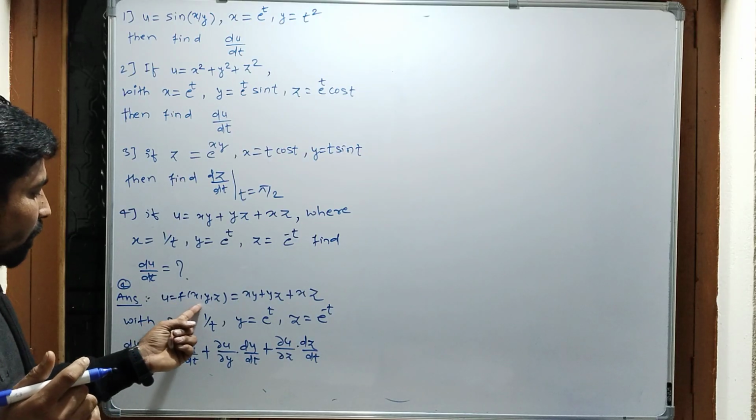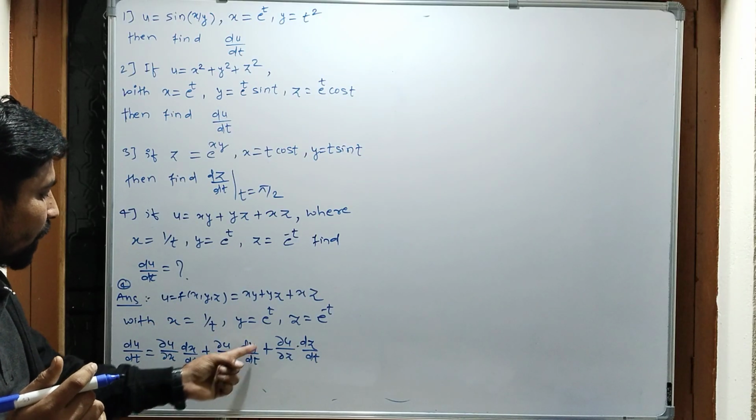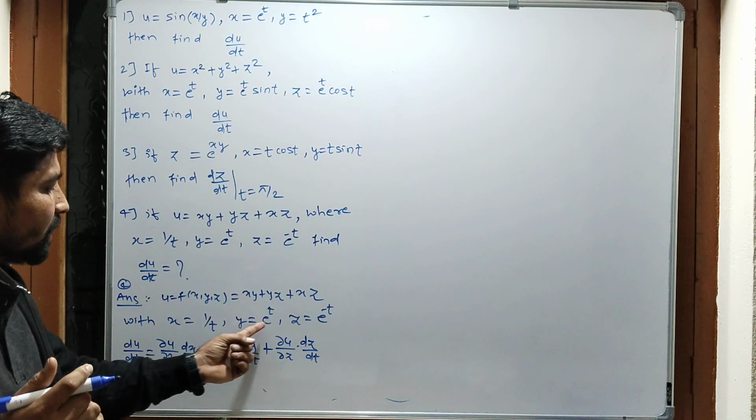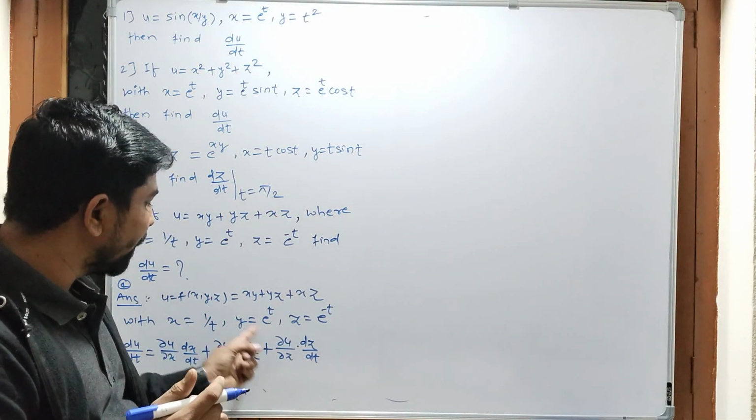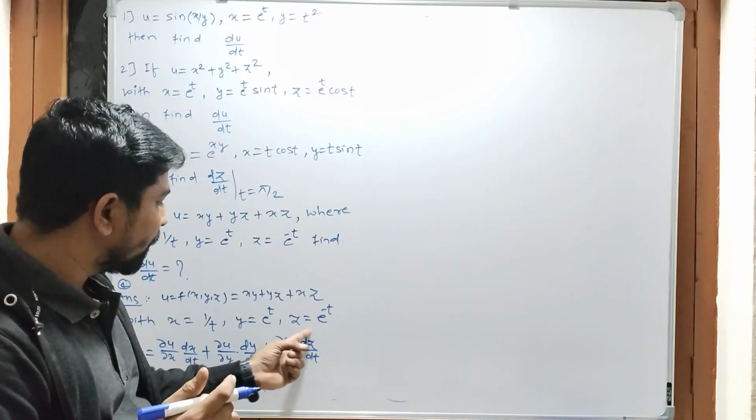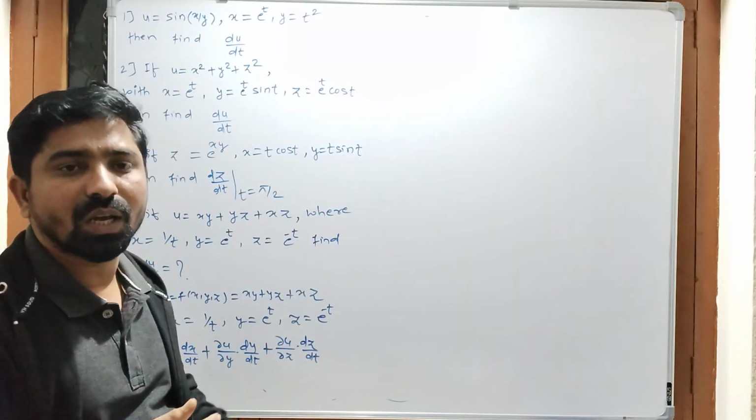Again ∂u/∂y, since u is a function of more than one variable. This one is ordinary because y is a function of a single variable. Again ∂u/∂z, since u is a function of three variables, it is partial. This one is ordinary because z is a function of the single variable t.